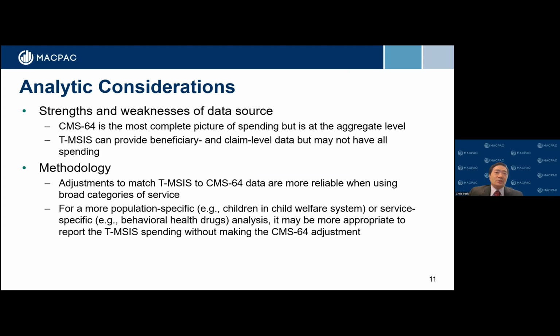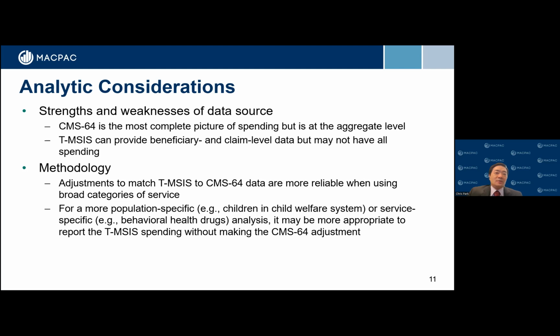I'll wrap up this presentation with just a few things to keep in mind if you're analyzing these data or using the information produced from these data. The first is to think about the strengths and weaknesses of the data source. As I mentioned before, the CMS 64 is considered to be the most complete source and contains all Medicaid spending, but it is at the aggregate level, whereas TMSIS can provide information at the beneficiary level and can allow for more granular analyses on very specific services, but it may not contain all spending, such as supplemental payments or drug rebates. Because of these pros and cons, it is also important to think about the methodology when designing analysis or seeking out that information on the methodology when using analyses from organizations such as MACPAC or KFF.